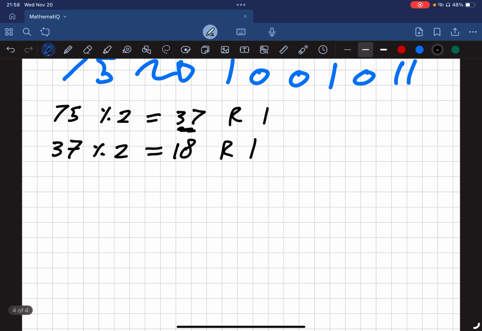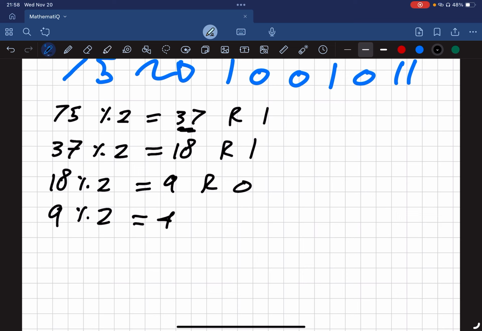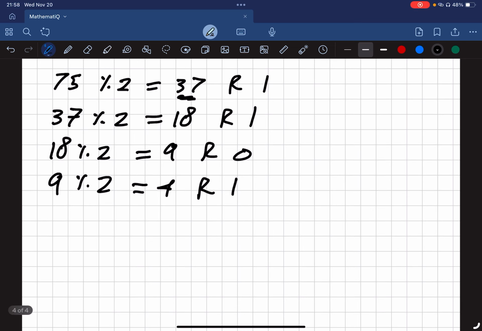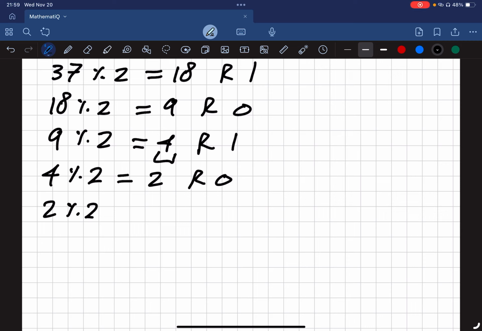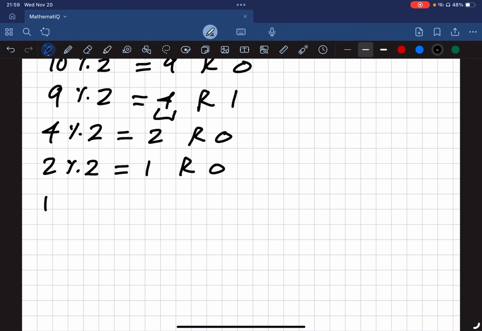Okay? And then we go once again. 18 divided by 2, you're going to get 9, remainder 0. And then 9 divided by 2, you're going to get 4, remainder 1. And we're going to keep doing this until this number right here is 0. Till there's no more to divide. So then we go on again. 4 divided by 2, you get 2, remainder 0. And then 2 divided by 2 is equal to 1, remainder 0. And then 1 divided by 2 is equal to 0, remainder 1. And then we're done because we have 0 over here.